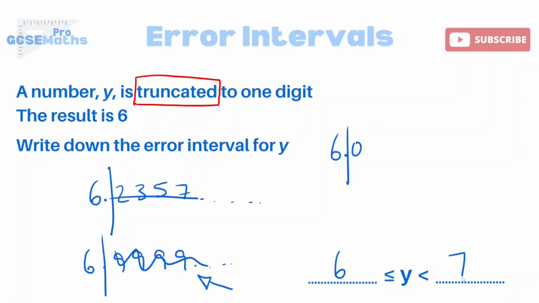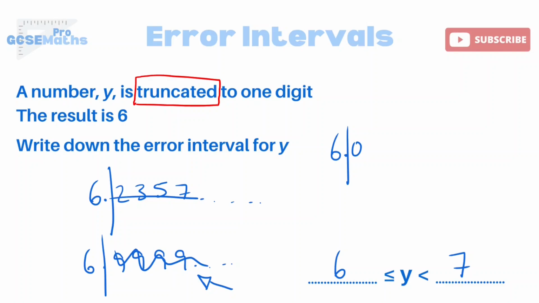So in this case, obviously we know it can't have been 7. However, it could have been anything slightly less than 7. So that's why it's not equal to 7. We know that the number was somewhere between 6 and 6.9 recurring to infinity. So I'm going to use 7 for simplicity.